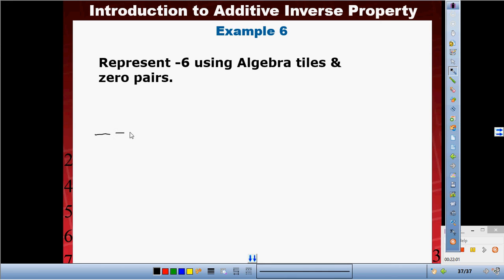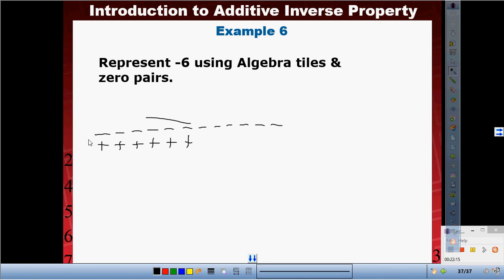Negative 12. 1, 2, 3, 4, 5, 6, 7, 8, 9, 10, 11, 12. 1, 2, 3, 4, 5, 6. See, 2, 4, 6, 8, 10. Oh, I'm missing 2. Okay, there it is. So this is a 0 pair, and we're left with negative 6. Does everybody agree with that? Yeah, pass it to someone.